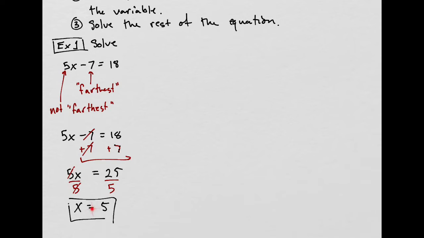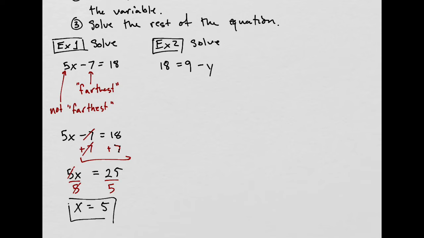And if we wanted to check, we could plug it back in. So x equals 5, and then follow PEMDAS in the correct order. So 5 times 5 would be 25. And then 25 minus 7 equals 18. So it works out. All right, that's example 1.